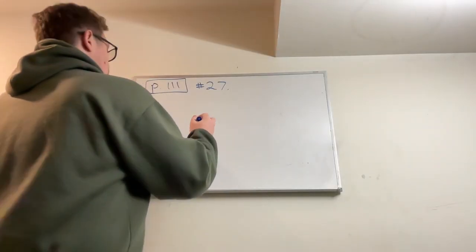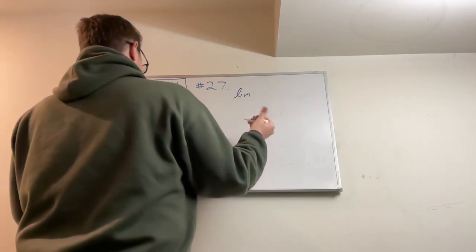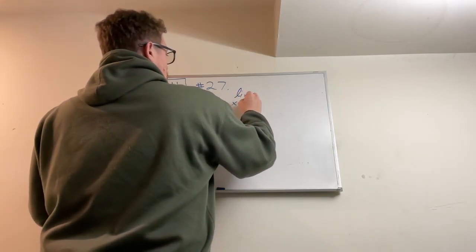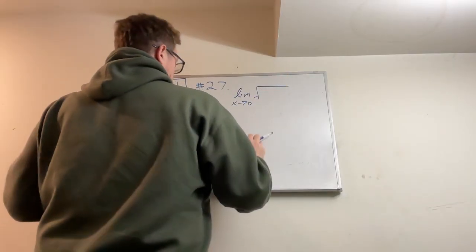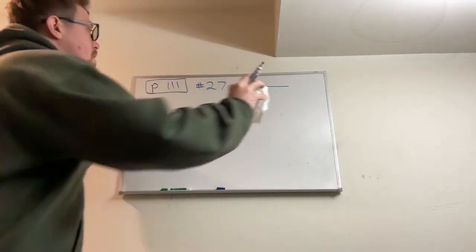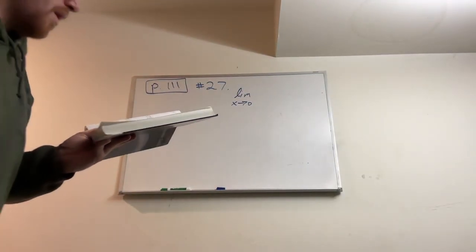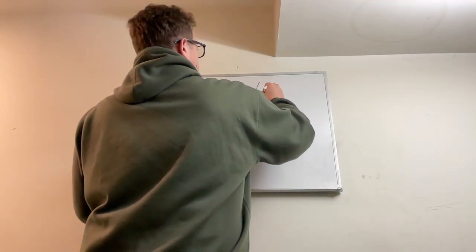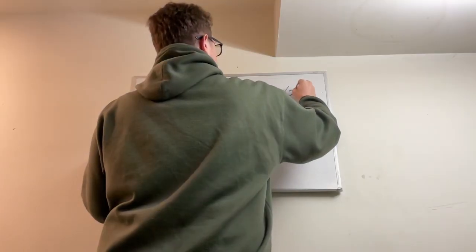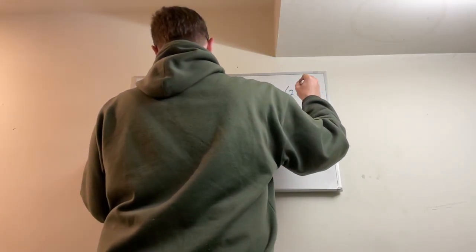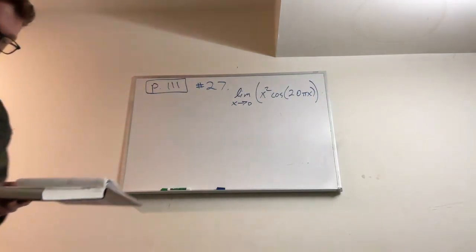Right, so it says use the squeeze theorem. Basically, we want to find this limit. So x goes to 0. Oh, wait, no. Different problem. x goes to 0, and it's x squared cosine of 20 pi x. Right, we want to show that this limit is 0.